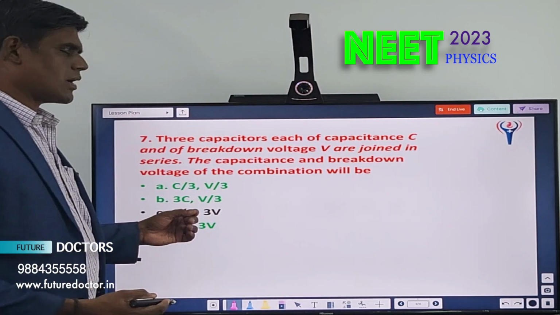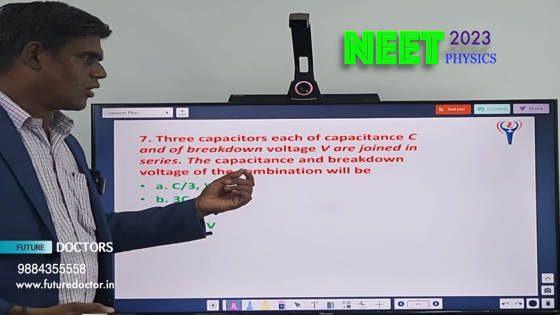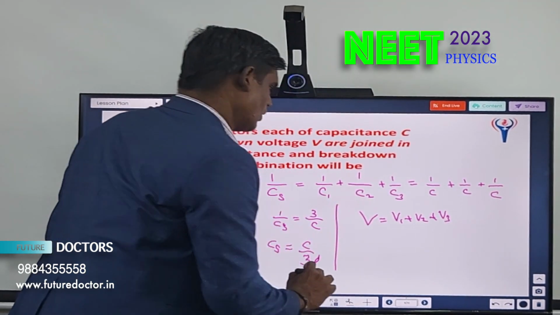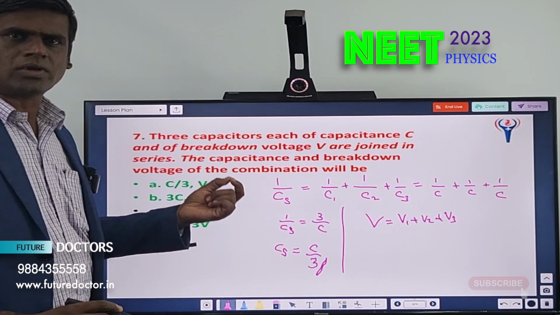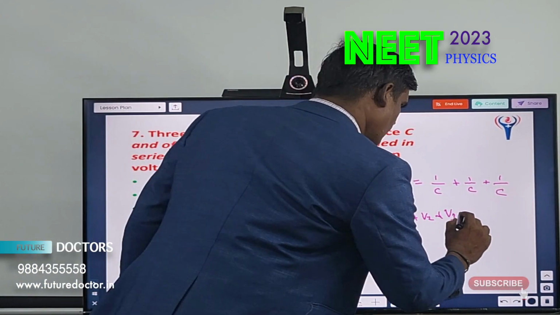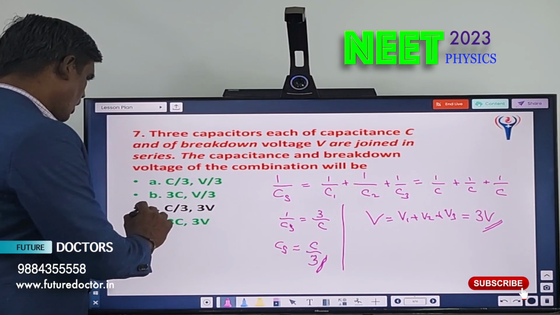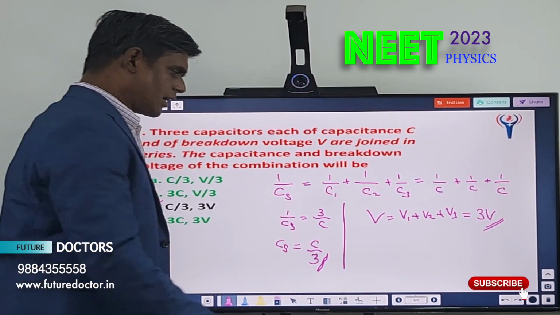Let's move to the last question. 3 capacitors each of capacitance C and of breakdown voltage V, so V1 plus V2 plus V3. And here also V1 equal to V2 equal to V3 equal to V. So V plus V plus V equal to 3V, 3 volts. So which option? Option C. Option C is the correct answer.